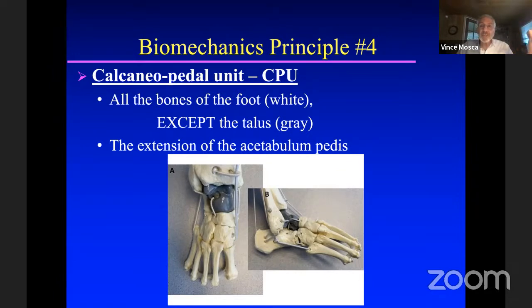Well, we just spent a few minutes talking about how the subtalar joint works. The subtalar joint, the calcaneus, the navicular, the cuboid, they're all part of the CPU. The CPU goes from them distally to all the other bones of the foot, but they're all connected, and the subtalar joint is the most proximal part of the CPU. So that's where they separate. That's the acetabulum pedis. So the acetabulum pedis is the absolute most proximal part of the CPU. It's the end. It's where the CPU, all those bones, end and articulate with the talus.